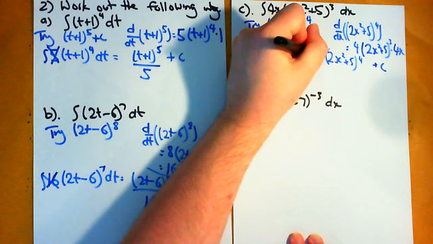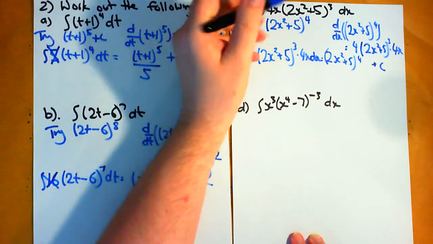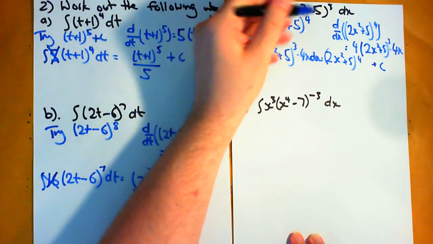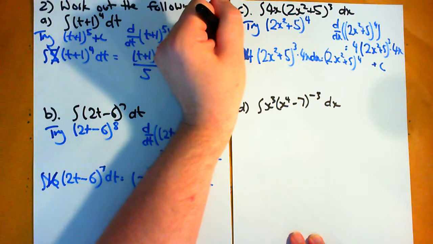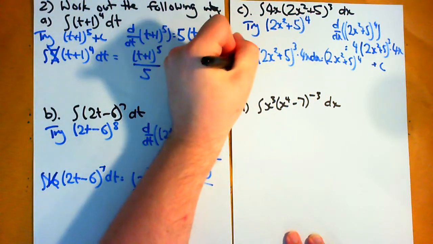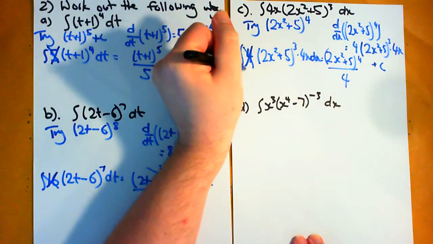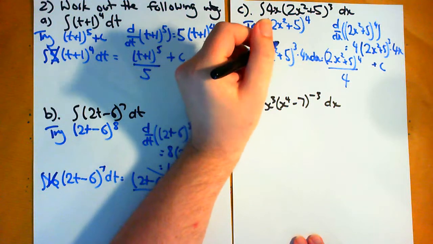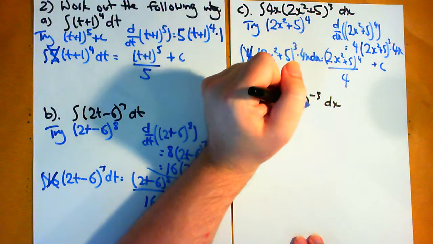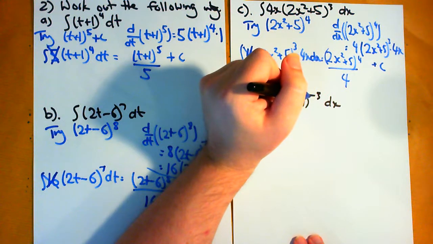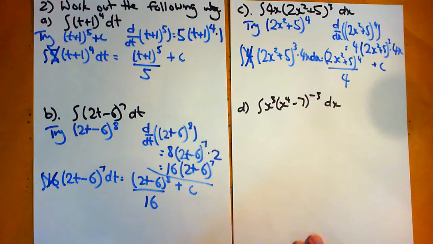Okay, so let's compare our integral here with what we're actually trying to integrate. We've got the (2x² + 5)³, we've got the 4x. The only thing is that we don't want this extra times 4, so let's divide both sides by 4. So that tells us that the integral of (2x² + 5)³ times 4x with respect to x is (2x² + 5)⁴ divided by 4 plus the constant.